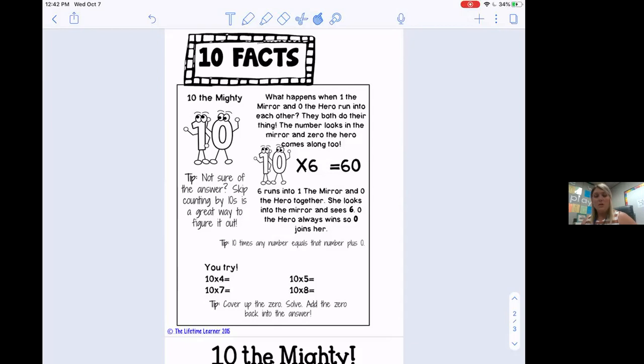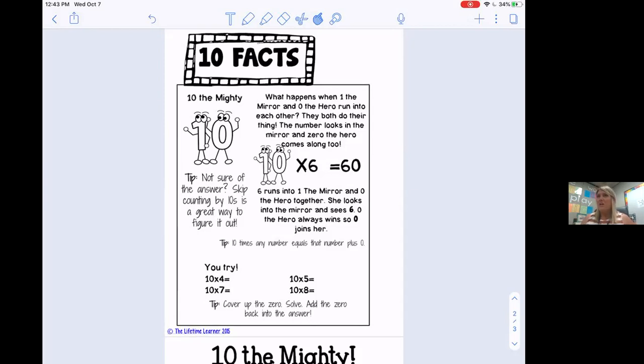So let's look at our example. 10 times 6. So it says 6 runs into 1. So it's like, hi, 1, I'm 6. Remember, 1 is a mirror. What happens, boys and girls, when we look into a mirror? We see our reflection. So 6 sees itself in the mirror. That's where the 6 in 60 comes from. And then 0, the hero, decides to tag along next to the 6. So it says she looks into the mirror and sees 6. 0, the hero, always wins, so 0 joins her. So 10 times 6 equals 60.